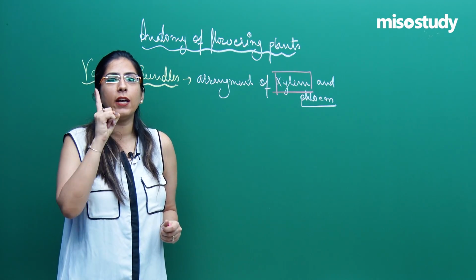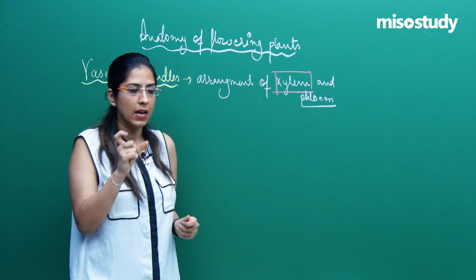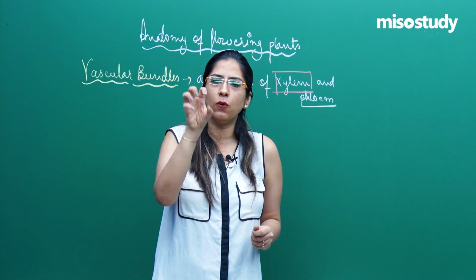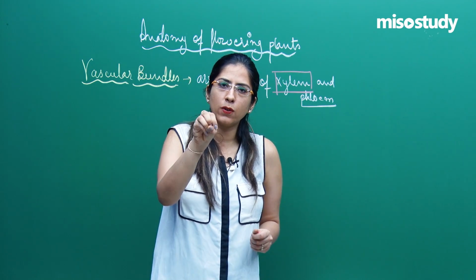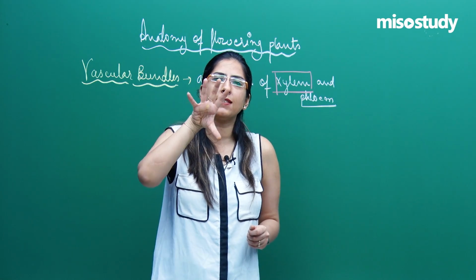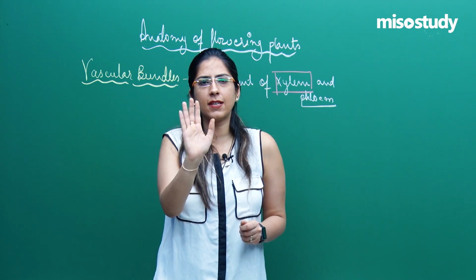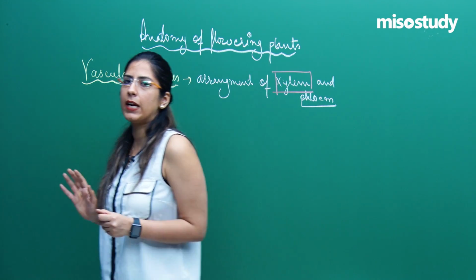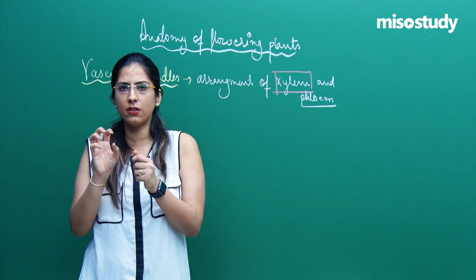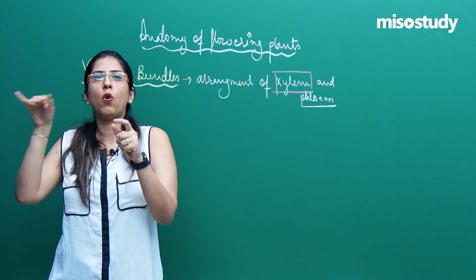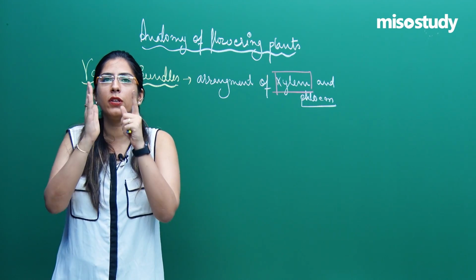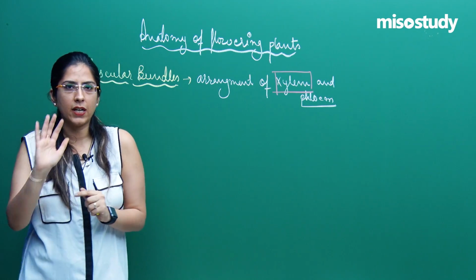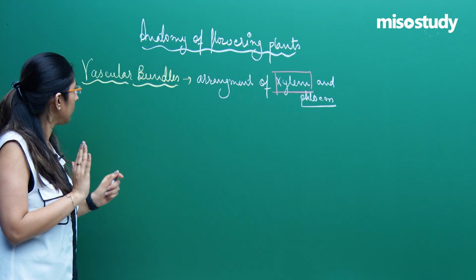Understand this very carefully. Let's talk about the endarch condition. Endarch means, how to remember this? Endo means inside. That means the protoxylem is inside, whereas the metaxylem is present towards the periphery. This is the endarch condition. Let's talk about the exarch condition. In the exarch condition, the protoxylem is present towards the periphery. So just focus on the protoxylem. Endo means inside and exo means towards the outside. This is how you can remember.